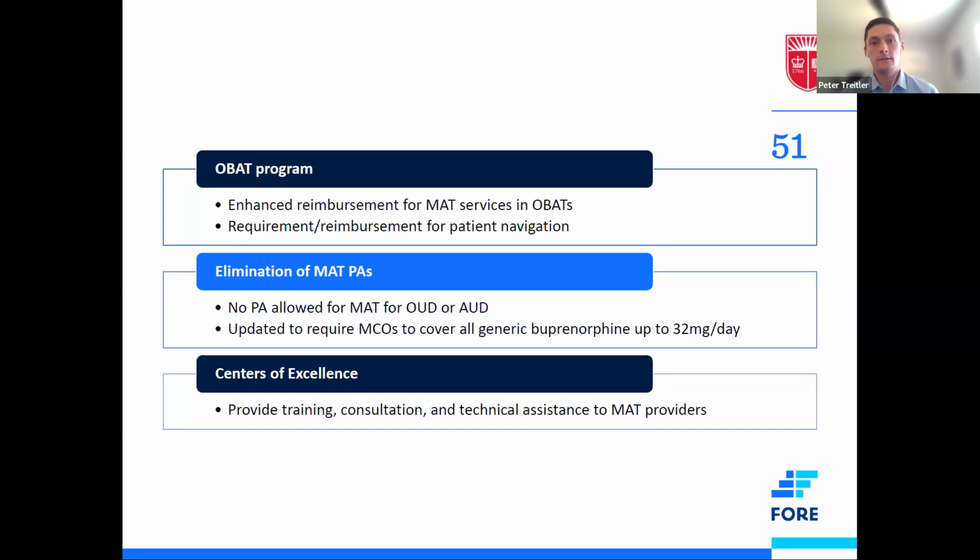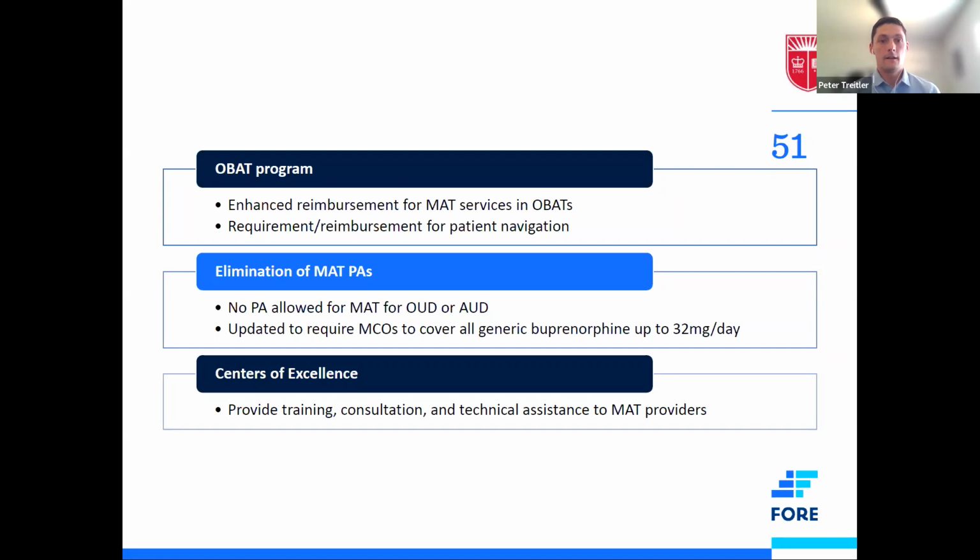The second policy change was elimination of prior authorizations for medications for addiction treatment for OUD and alcohol use disorder. And so the initial policy said that prior authorizations were not allowed for any FDA-approved forms of medications. But safety edits were still permitted, and formulary restrictions. So that was then updated later to require managed care organizations to cover all generic buprenorphine up to 32 milligrams a day.